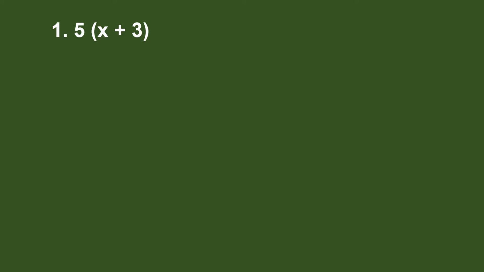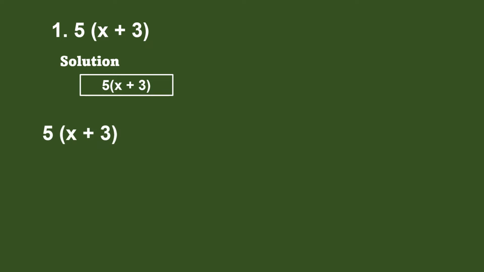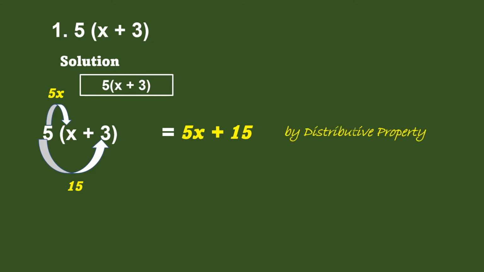Let us solve 5 times quantity x plus 3. The solution would be, we multiply 5 to x to get 5x. Then we multiply 5 to 3 to get 15. 5 times quantity x plus 3 is equal to 5x plus 15 by distributive property. Therefore, 5 times quantity x plus 3 is equal to 5x plus 15.